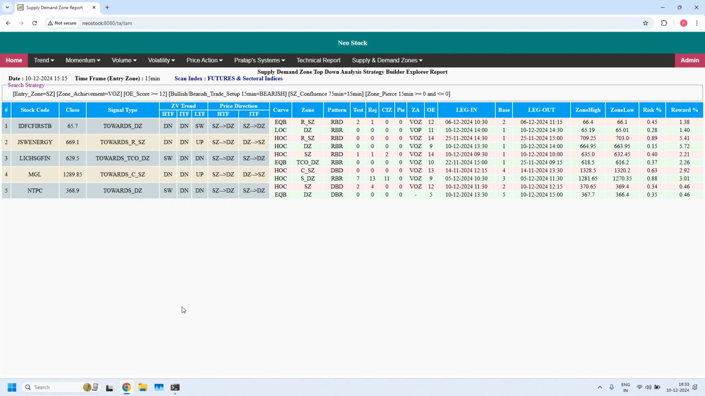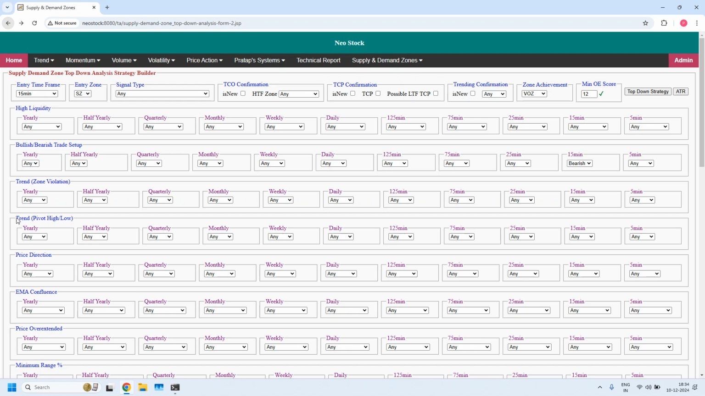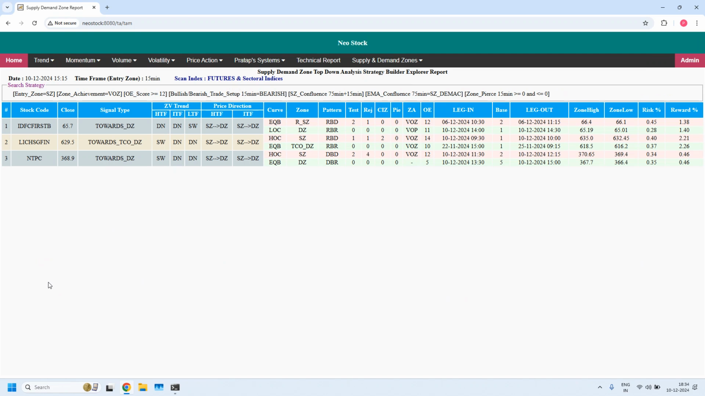And if any of these 75 minute supply zones are having daily EMA confluence, those stocks are even more high probability trade setup supported stocks. Let's filter them. In the EMA confluence, 75 minutes time frame, because 15 minutes supply zone is part of the 75 minute supply zone. That's why 75 minute supply zone having daily EMA confluence filter we are verifying. With this filter we got 3 stocks. So these 3 are even more high probability trade setup supported stocks.